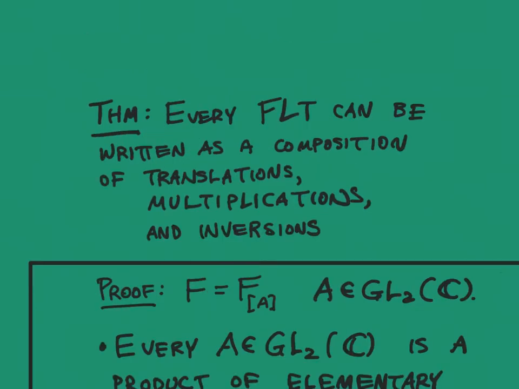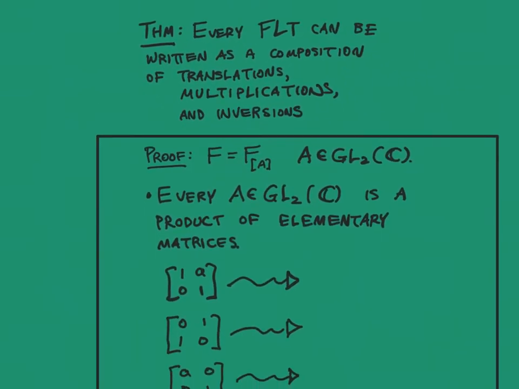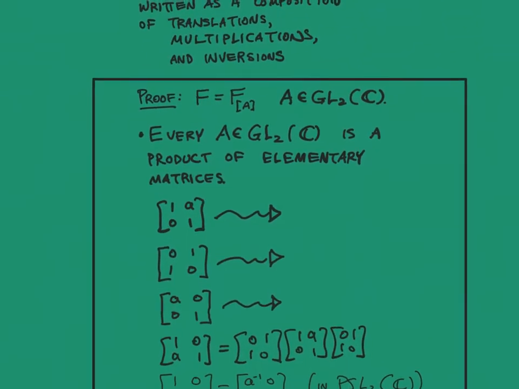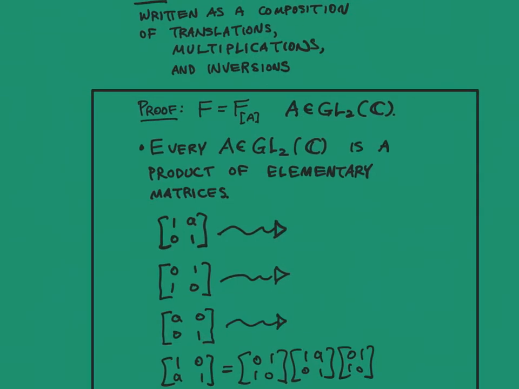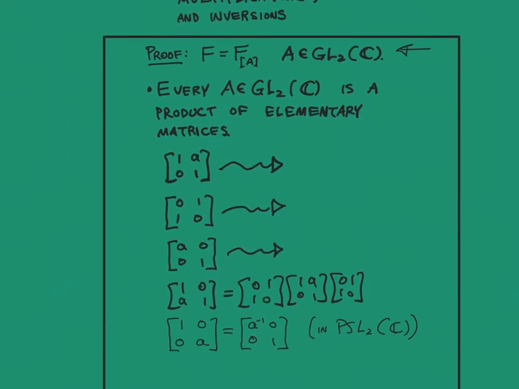Now let's talk about the first basic property, the following theorem, which says every fractional linear transformation can be written as a composition of translations, multiplications, and inversions. So the proof is actually quite easy. It just uses some facts about matrices. So we take our FLT F and we write it using a matrix A in GL2C. And now we just use the fact that every invertible matrix is a product of elementary matrices. So this is just something you learn in linear algebra.